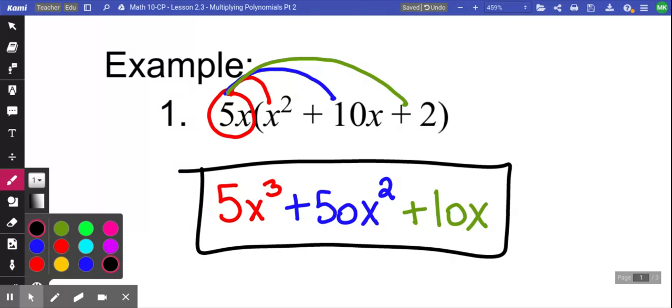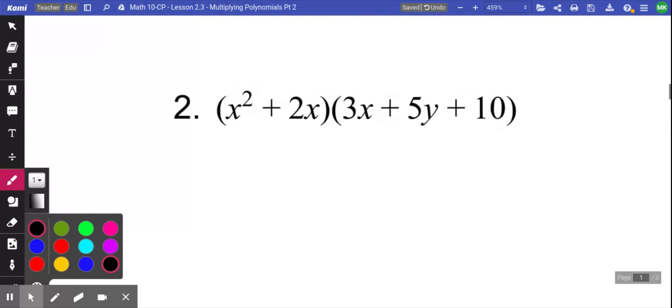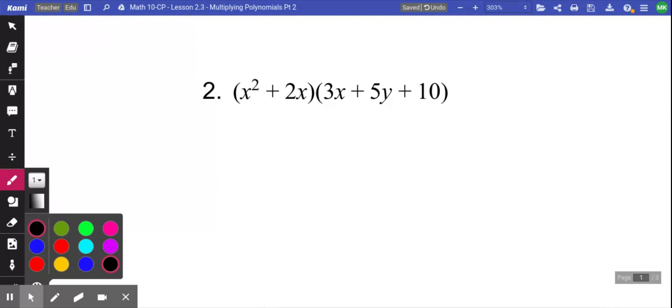So again, it's like the exact same thing we did last lesson, just bigger. There's just more terms now. So it's just more numbers being written down, more to keep track of, more to organize. If we look over here, we have a binomial times a trinomial. For this one, I'm going to do area diagram so you can see what that looks like.